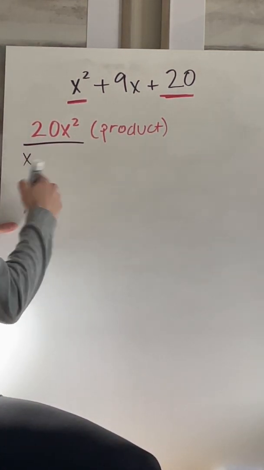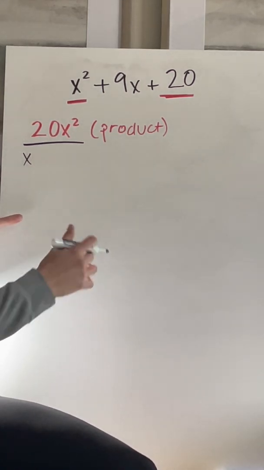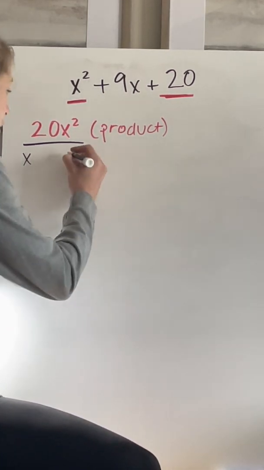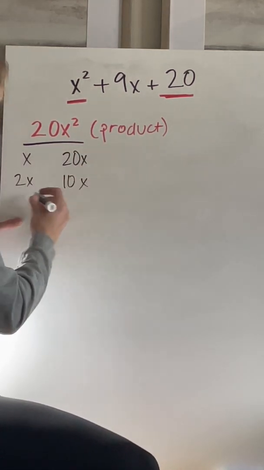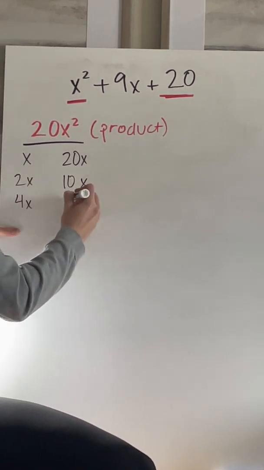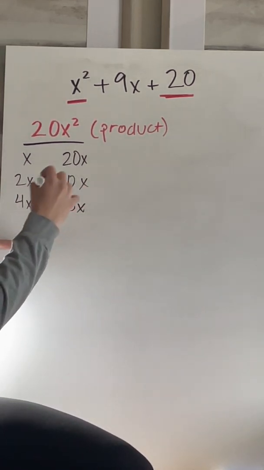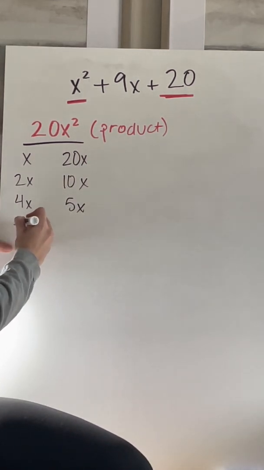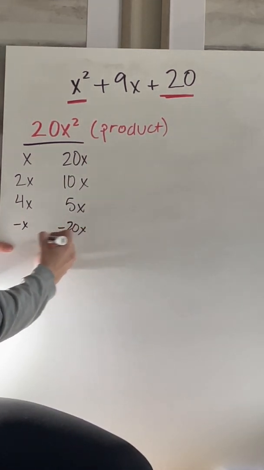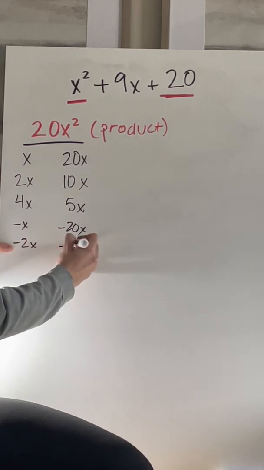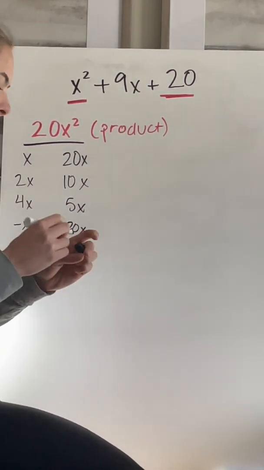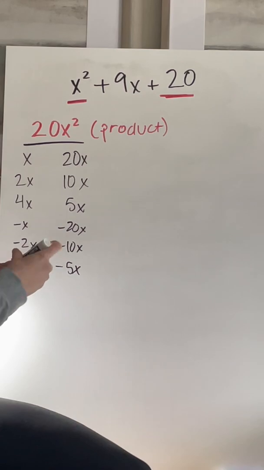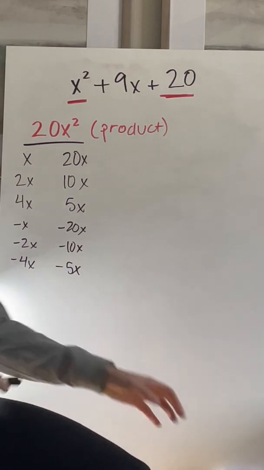We have x, and when I write x, I mean 1x. I just don't really want to write the 1. You can if that helps you. 20x, 2x, 10x, 4x, 5x, and again, all of their negatives. So we have negative x, negative 20x, negative 2x, negative 10x, negative 4x, negative 5x. So now these are being multiplied together, these multiples, to find our 20x squared.